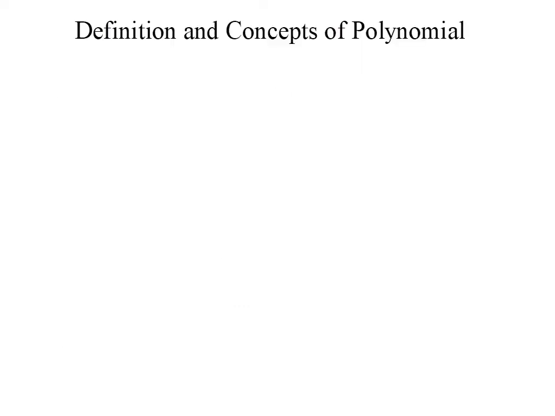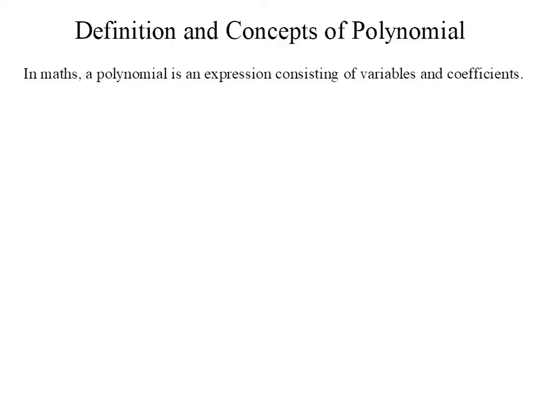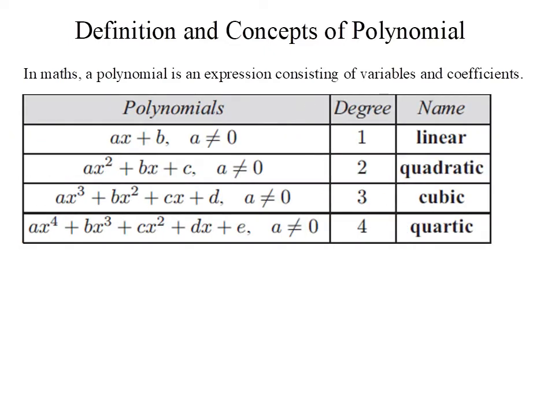As we know, polynomial is made up of two terms, namely poly, meaning many, and nominal, meaning terms. A polynomial is defined as an expression which is composed of variables, constants, and exponents that are combined using the mathematical operations such as addition, subtraction, multiplication, and division.